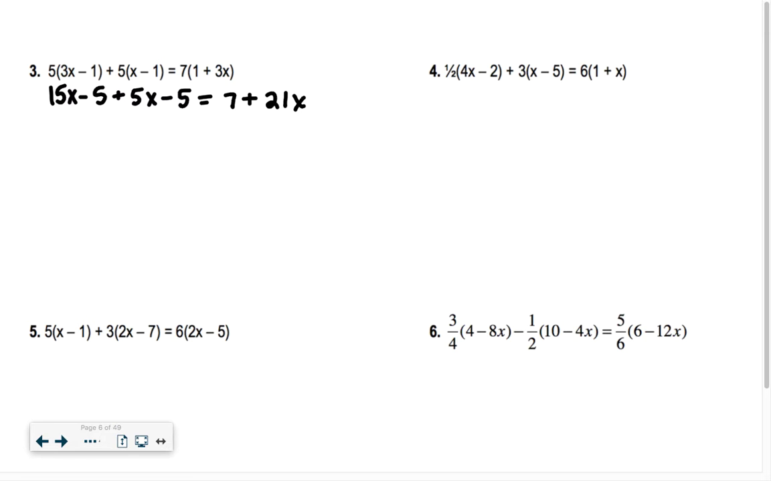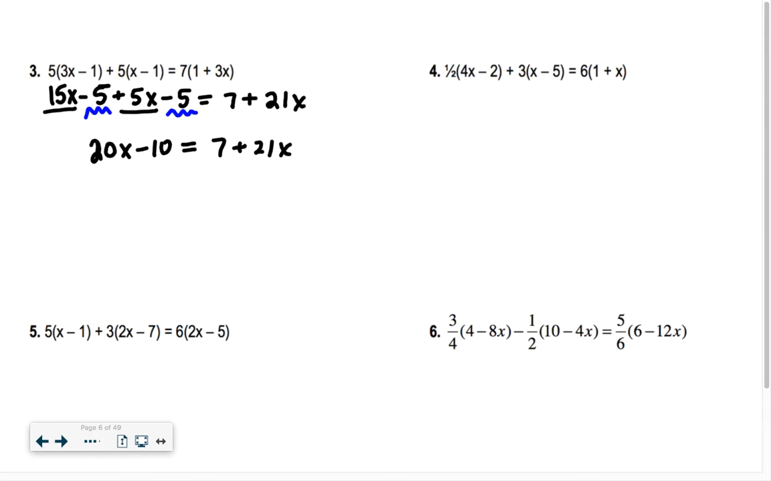All right. So we're going to combine our like terms. So we have 15 and positive 5x, so 15x plus 5x is 20x. Then I have negative 5 minus another 5 is negative 20, or not negative 20, negative 10, equals 7 plus 21x.